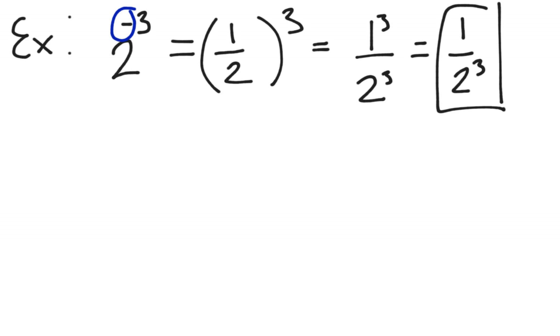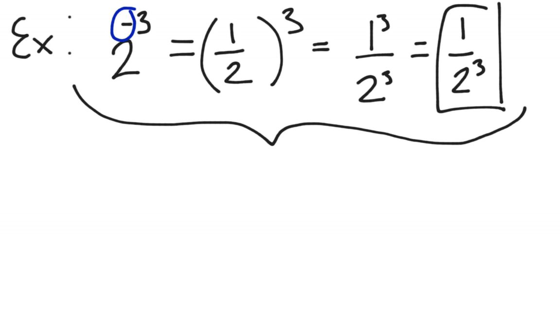Notice, even though I had a negative exponent, it didn't cause anything in my problem to become negative. That's because the negative in the exponent means that you're going to take the reciprocal of the base. Remember, that negative in the exponent means you take the reciprocal of the base.